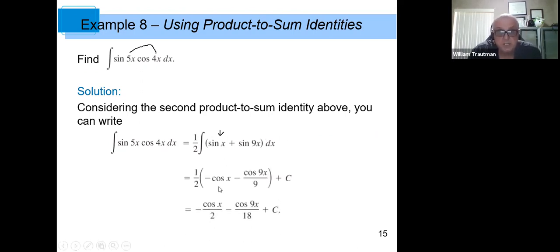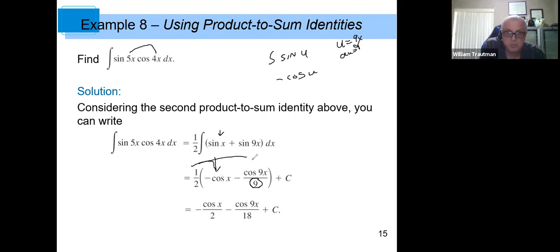Integrating sine gives you negative cosine. When you integrate sine of u, you get negative cosine u. u equals 9x, so du equals 9 dx, so you have to have a 1/9. They put the 1/9 here. And then they distribute the 1/2.